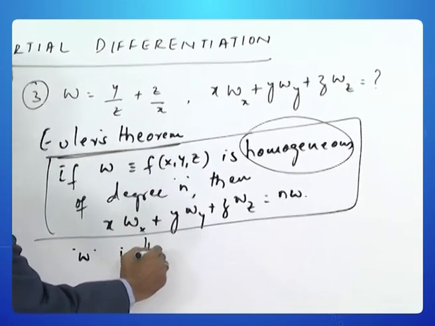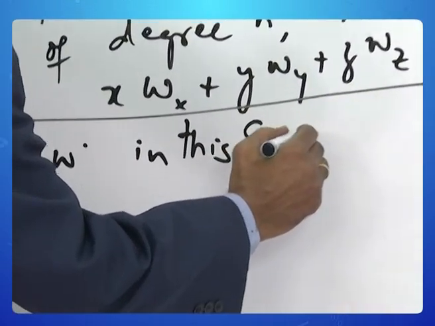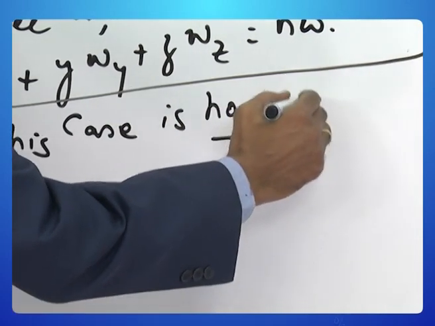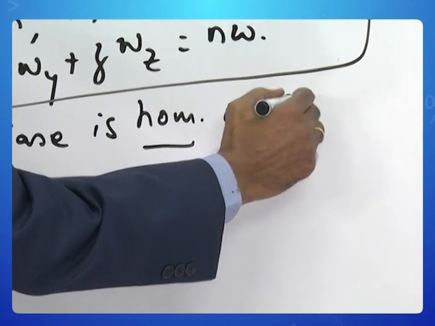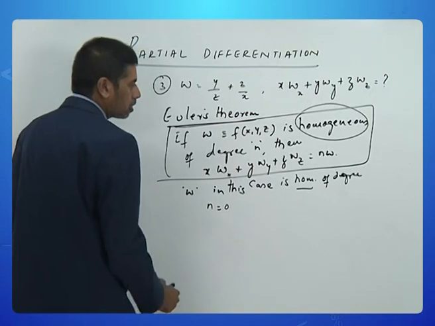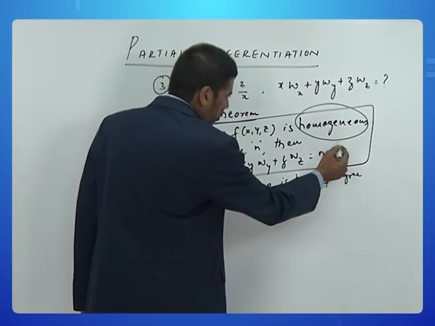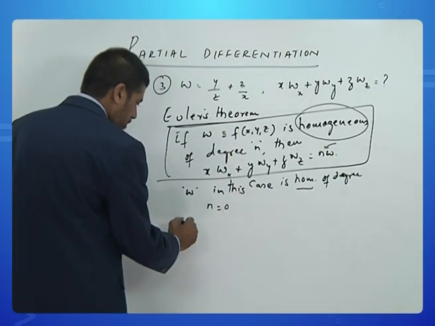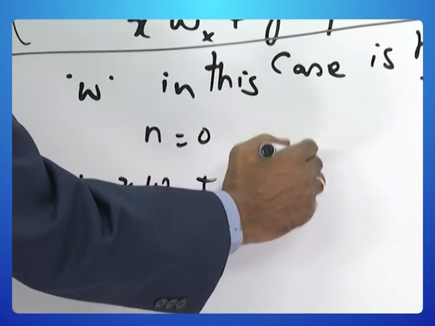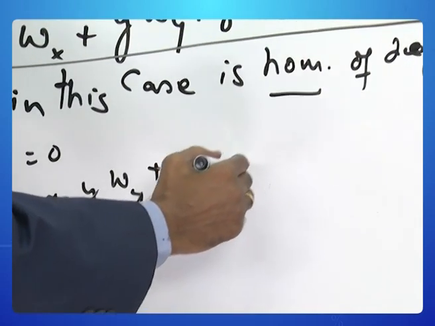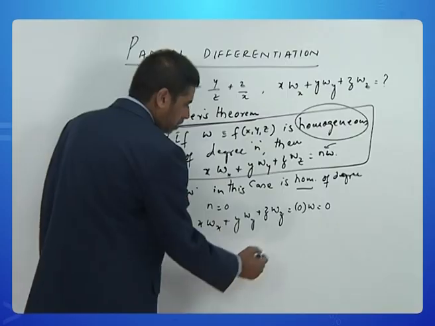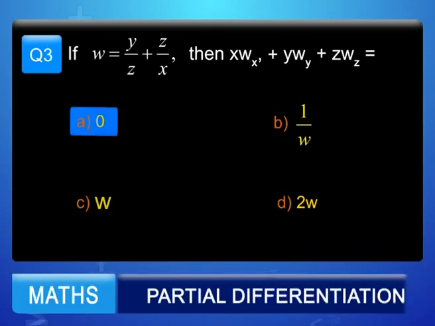W in this case is homogeneous of degree n equal to 0. So when you put n equal to 0 here, you get xwx plus ywy plus zwz is equal to 0 into w, which is 0. That is how you get the same answer as before.